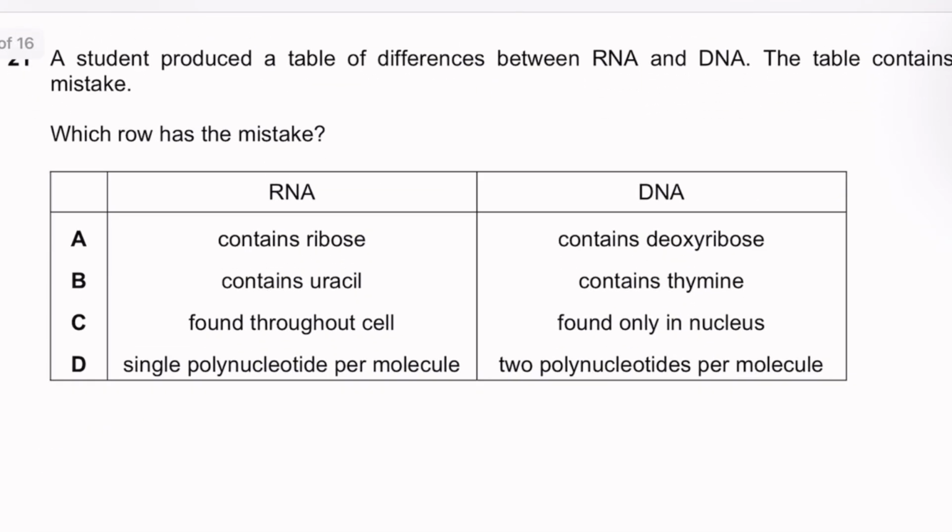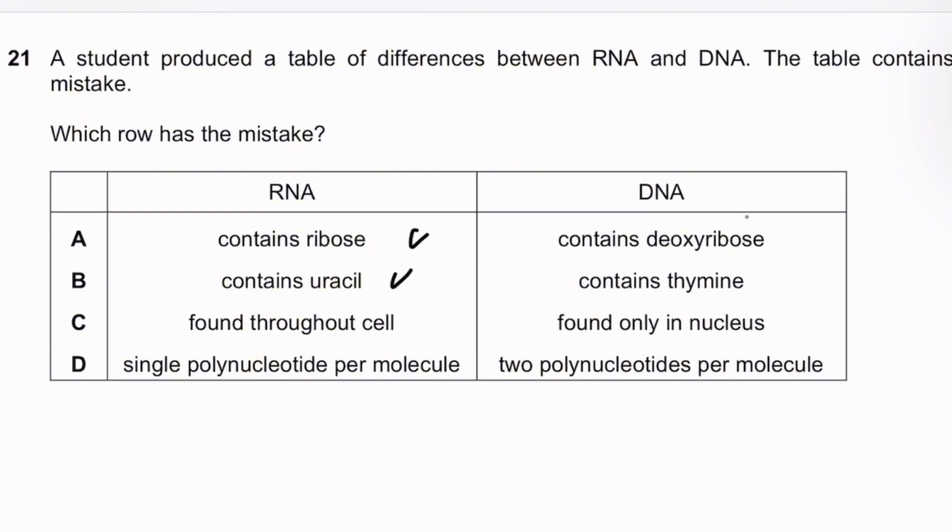A student produced a table of differences between RNA and DNA. The table contains one mistake. Which row has the mistake? RNA and DNA, and so there's a mistake in the row. RNA contains ribose is true. DNA contains deoxyribose is true. Contains uracil is true. Contains thymine is true.